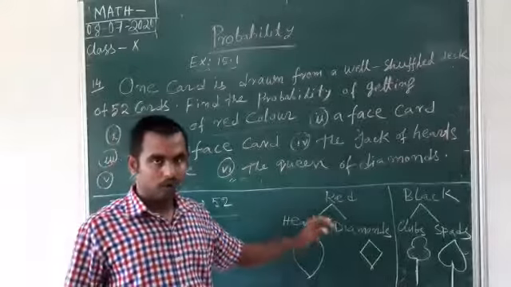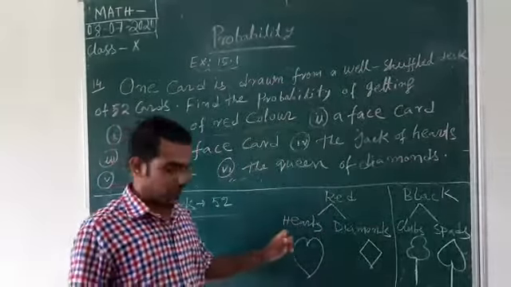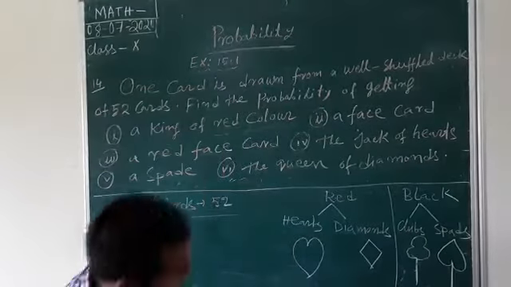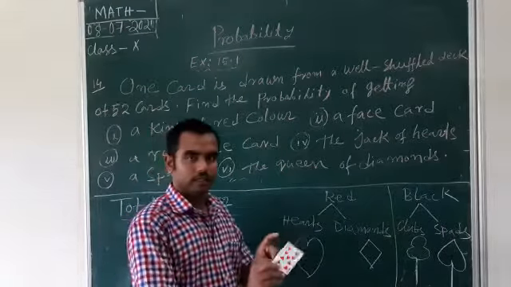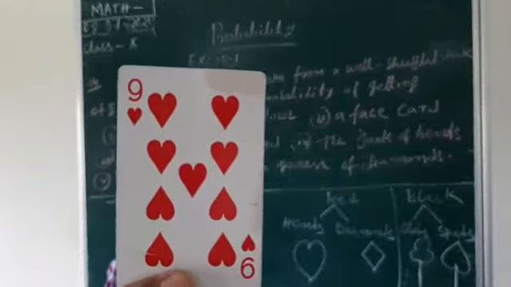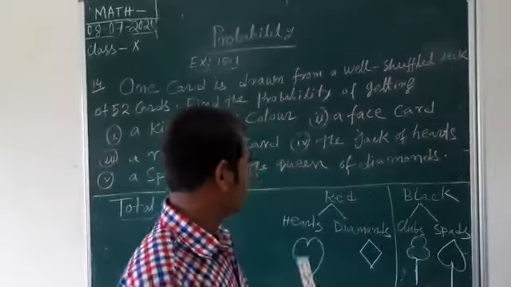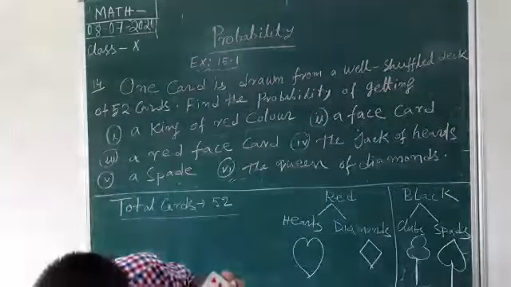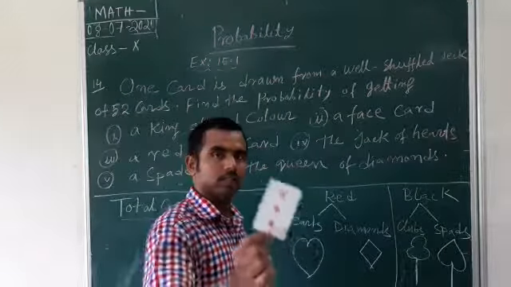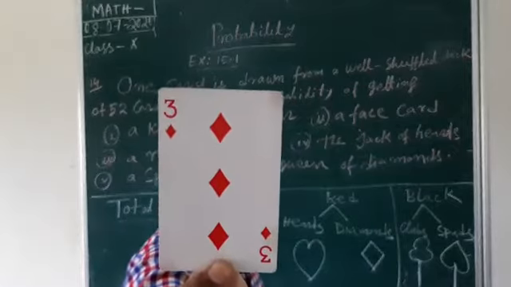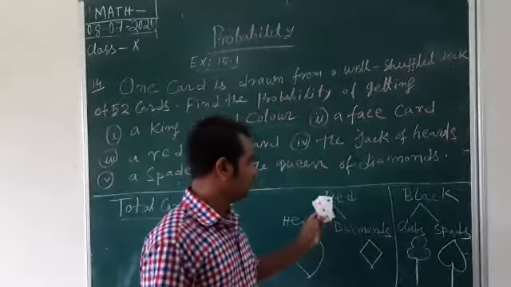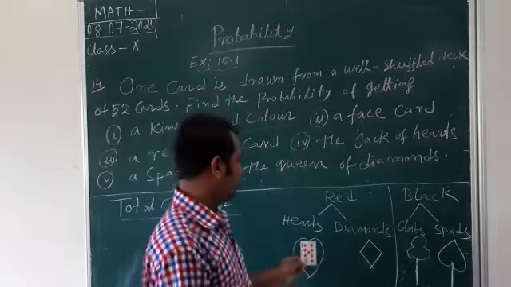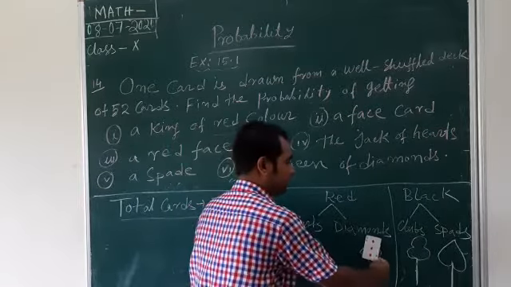The red color contains two items. One is heart, this symbol is heart. And another is diamond, this symbol is diamond. So the red color contains two items, heart and diamond.